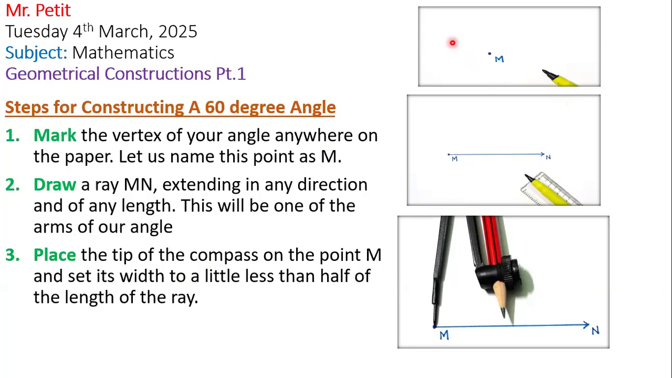So this is just the first 3 steps. All we do is draw a vertex, call it M. We take a line and extend it to the right of the vertex, forming a ray. Then we take the tip of our compass and put the point at M. We open up the compass to about 45% of the way, or a little less than half of the compass length. And then we just extend it. All right. I think that's it. Okay, next.